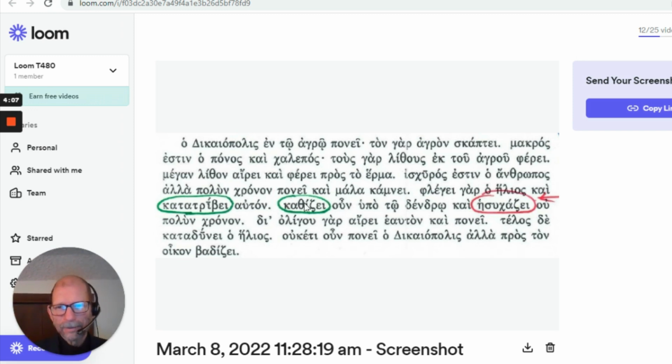Katatribi and Kathizi. And those I could actually remember the objects that told me what the words sounded like, but I couldn't remember the semantics, the meaning of it. But then when I allowed the file to play more, I was able to figure out what the meanings were, because Kathizi means to sit, and he sat under the tree.